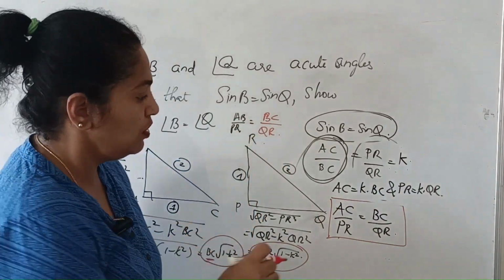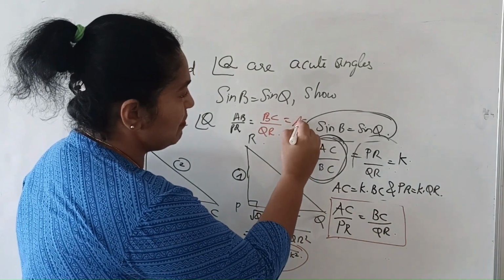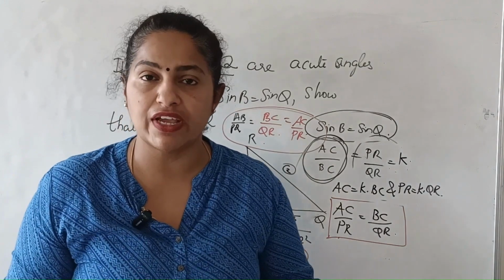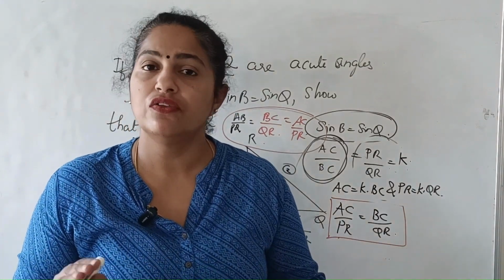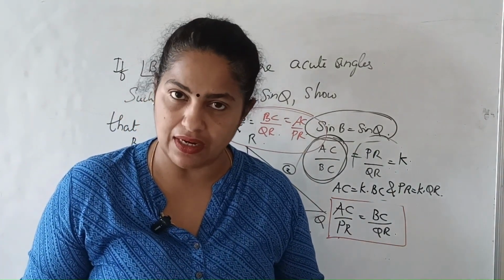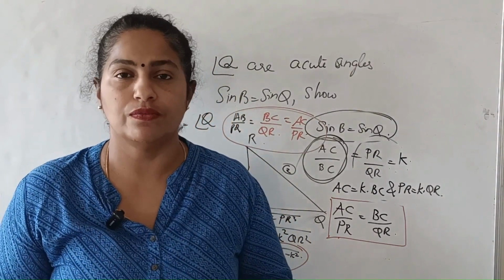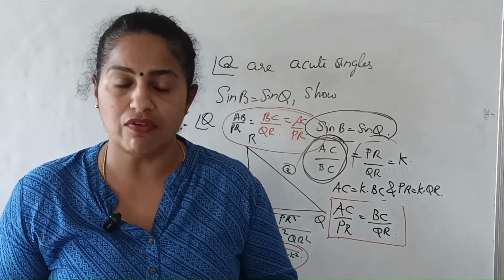Okay. Now, BC by QR is already equal to AC by PR. All the three sides of two triangles are in ratio. So, I can say that the corresponding angles are equal. Hence, angle B is equal to angle Q. Okay. I hope you have understood it.